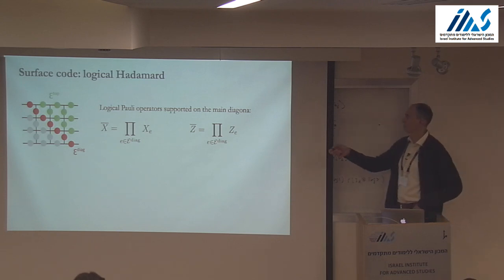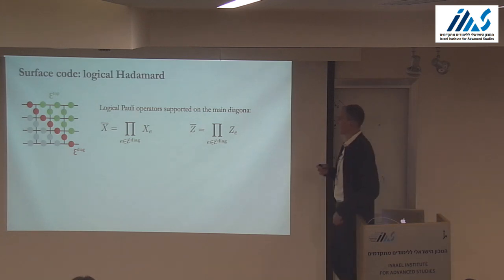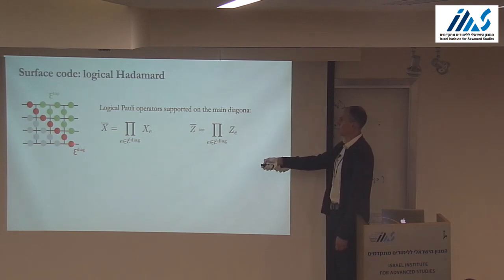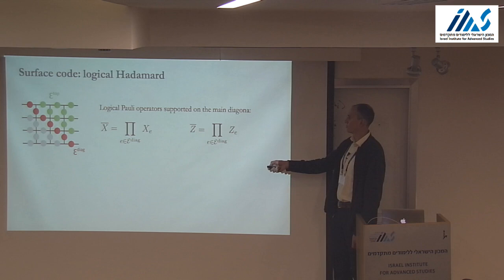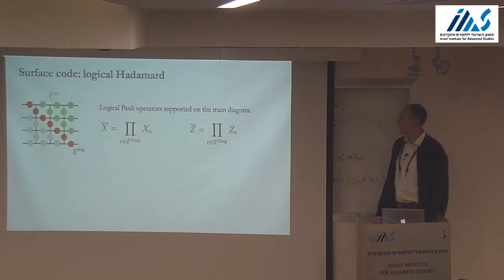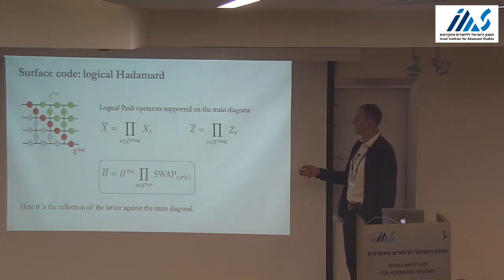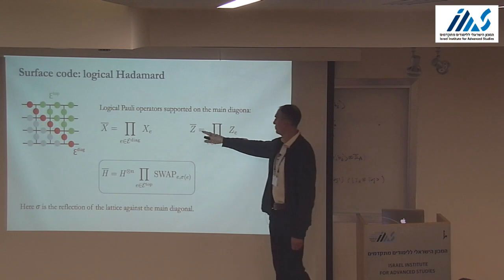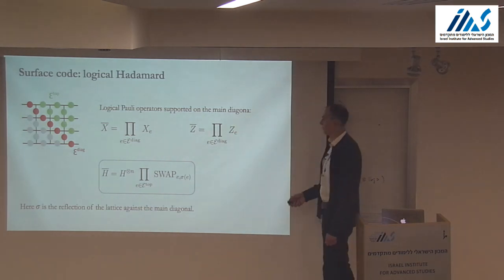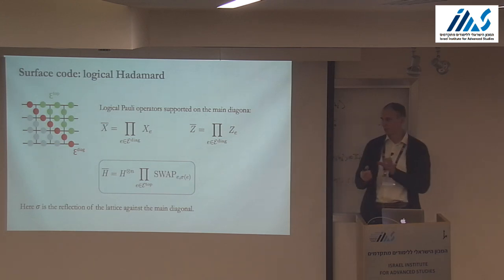For example, suppose we want to implement a logical Hadamard gate. Then the first observation is that we can choose logical Pauli operators that are supported on the main diagonal of the lattice. Say the product of all x operators along the diagonal would be logical x, and the product of all z operators would be logical z. And if we apply Hadamard to every physical qubit, it would swap logical x and logical z, but it also would map x-type stabilizers to z-type stabilizers and vice versa.